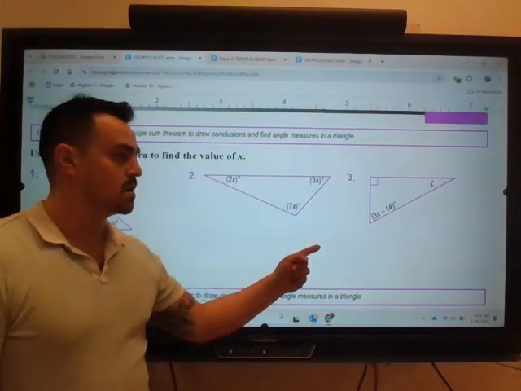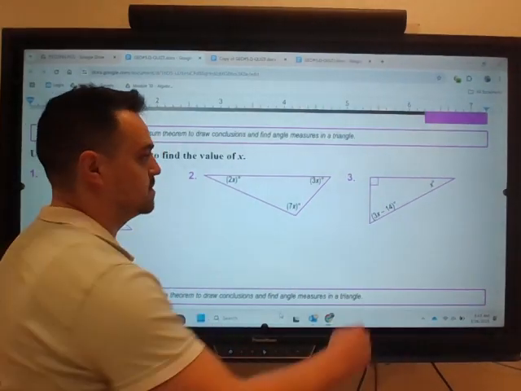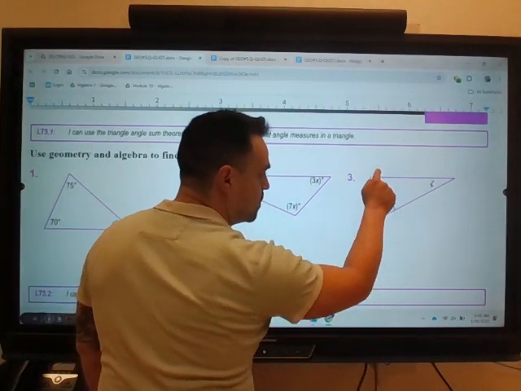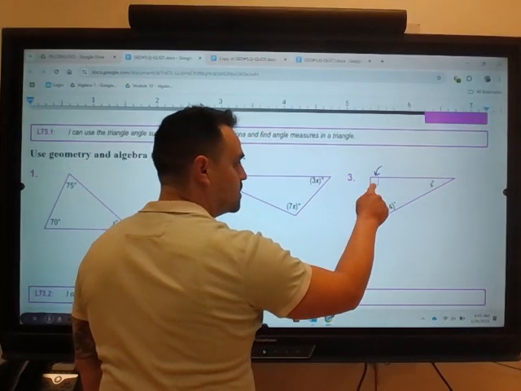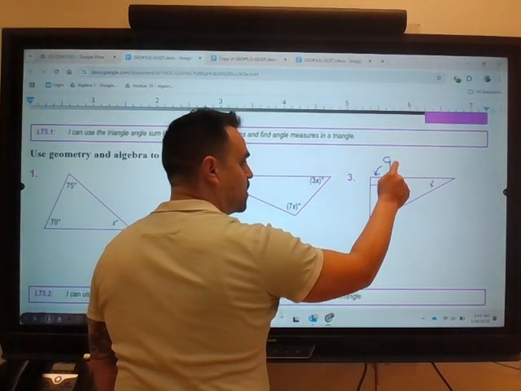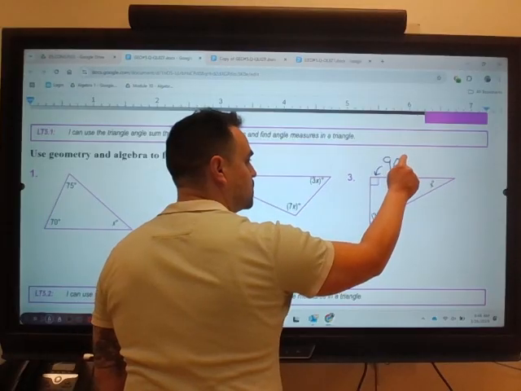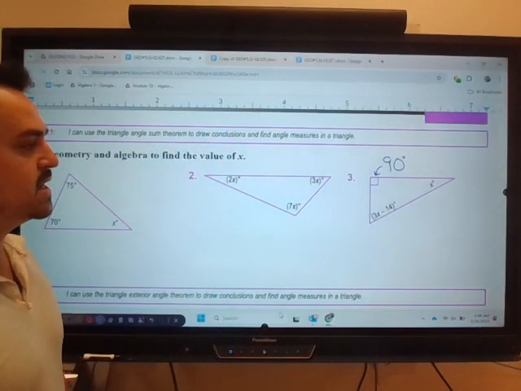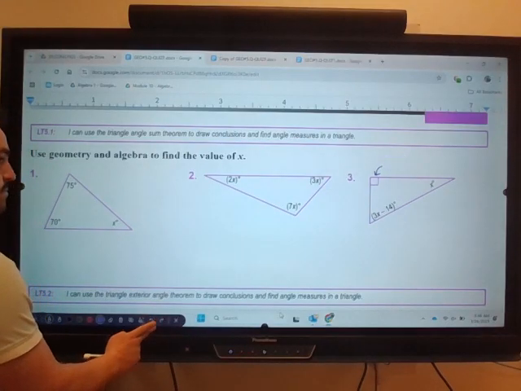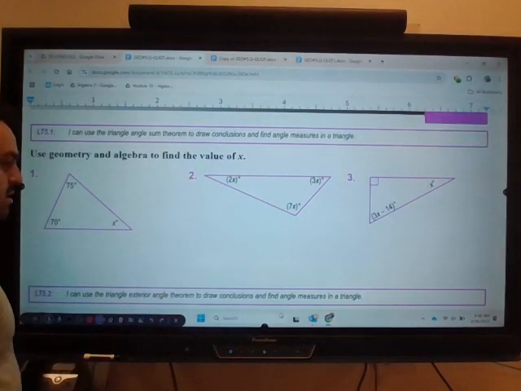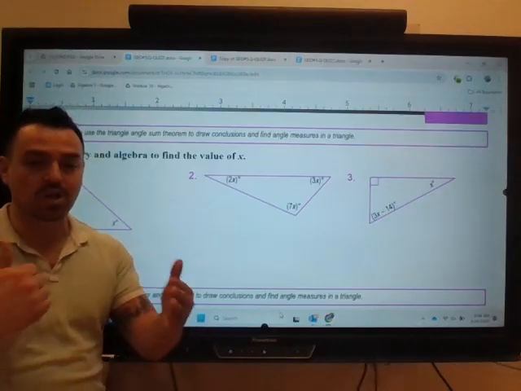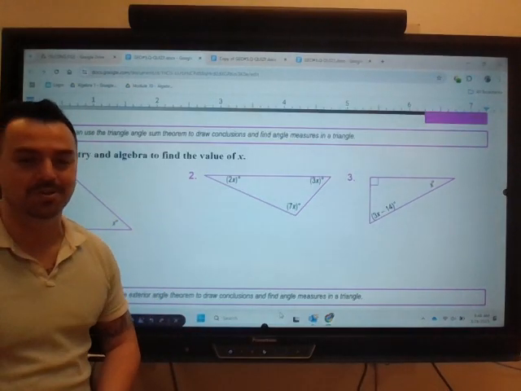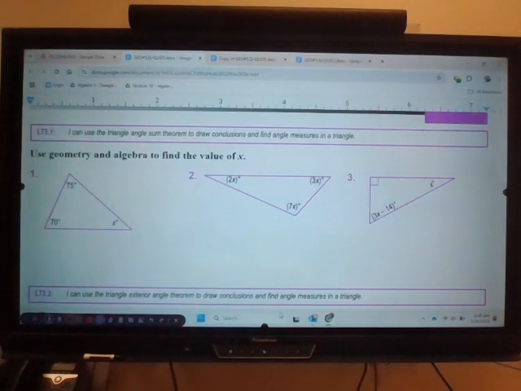Number 3, I'm going to leave up to you. And just a little hint, that square in the corner of a triangle means it's a right triangle, and that angle there is 90 degrees. That's your hint. I guess we've gone through the first 2. Good luck on that third one. We're going to keep going.